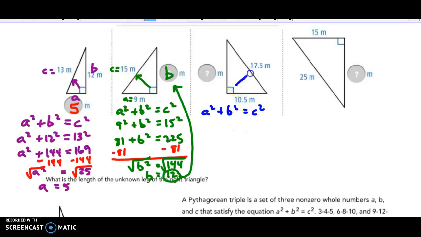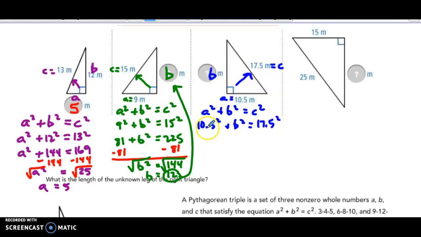So first I'm going to label my hypotenuse because it's across from my right angle. So this is C. This looks to be my shortest side, so I'm going to call that A. This one that I don't know, I'm going to call B. So as I substitute, I'm going to put 10.5 in here for A, so I have 10.5 squared plus B squared equals 17.5 squared. Now I'm going to have to grab my calculator here to simplify because I don't know 10.5 squared off the top of my head.